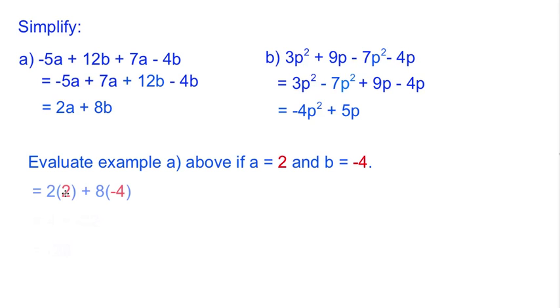So when we do the substitution, if A is 2, everywhere in this expression I see an A, I'm just going to replace it with a 2. There it is. And everywhere I see a B, I'm going to replace it with a negative 4. And then from there, it just becomes a matter of evaluating. 2 times 2 is 4. 8 times negative 4 is negative 32. 4 plus negative 32, that's the same as 4 minus 32, which gives us negative 28.